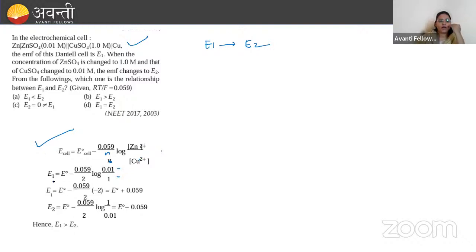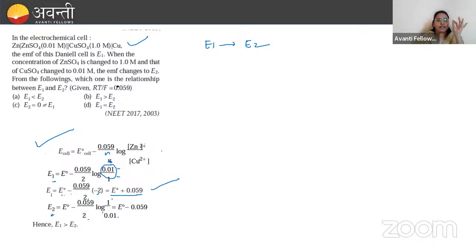Okay, when you find out E1 now, you will get E1 is equal to E naught minus 0.059 divided by 2. The answer will come as -2. Okay, when you calculate, you will get the answer this way: E naught plus 0.059. What is E2? E2 is equal to E naught minus 0.059 divided by 2 log of 1 upon 0.01.